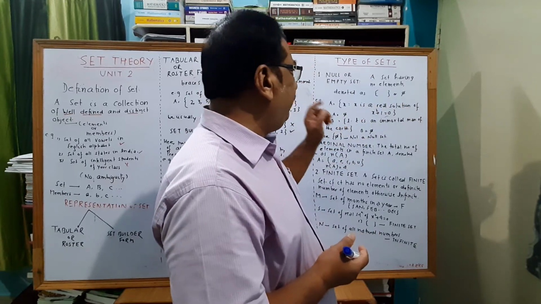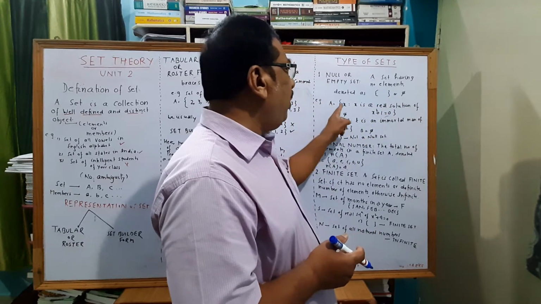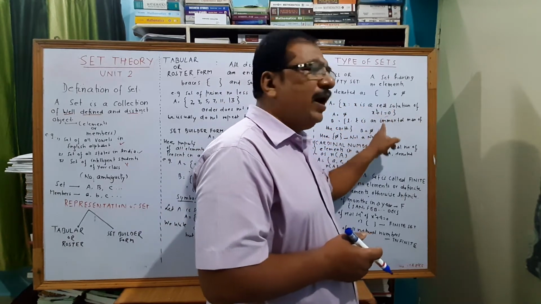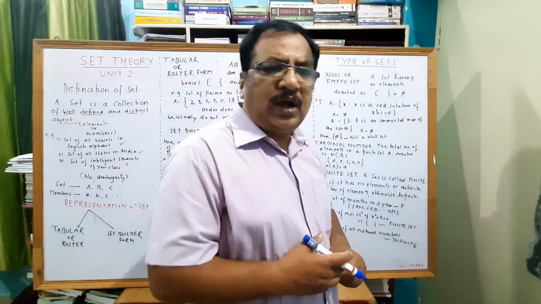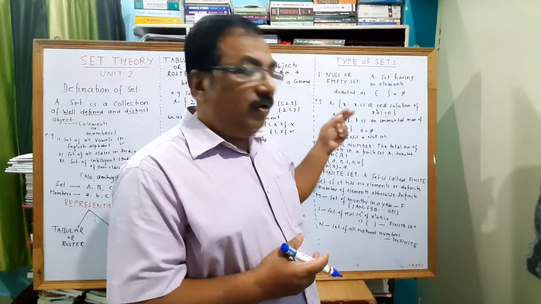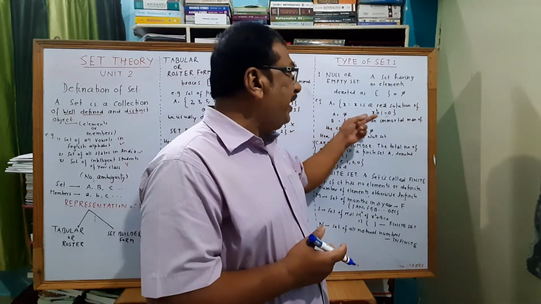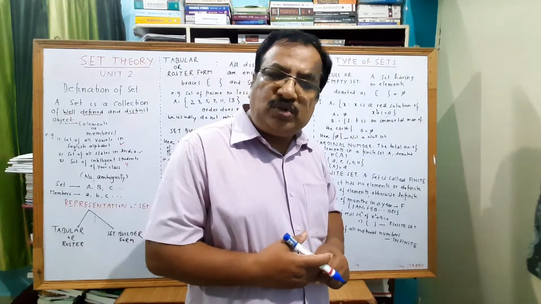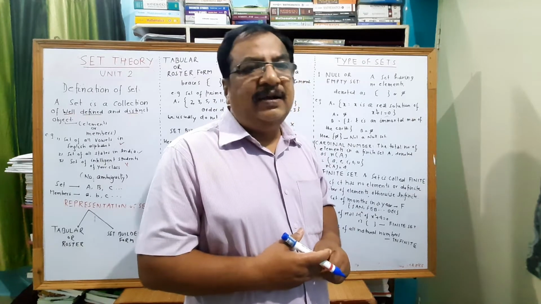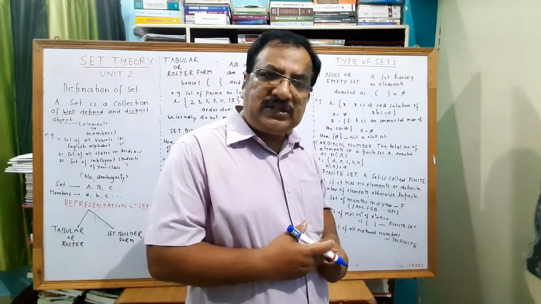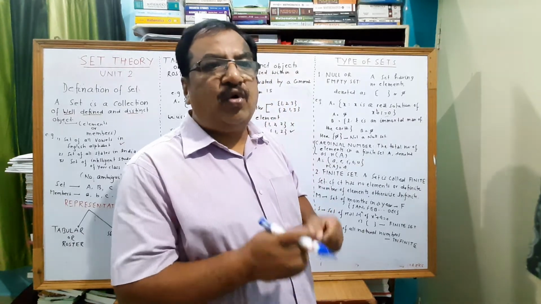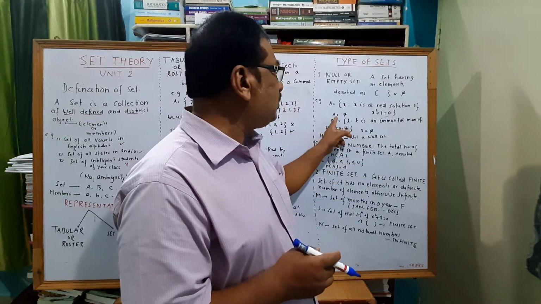Now, as an example, if A is the set of all x such that x is a real solution of x square plus 1 is equal to 0. We see whether any x satisfies this property, x square plus 1 is equal to 0. That implies x square is equal to minus 1. That means there is no real number in the universe which multiplied by itself gives you minus 1. So no real solution means it is an empty set. A is equal to φ.